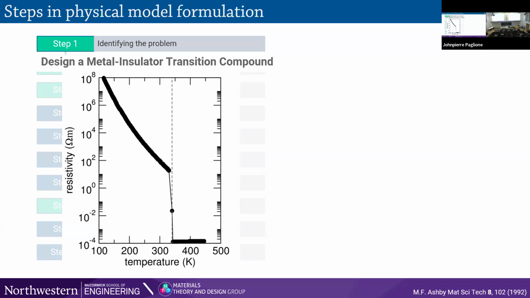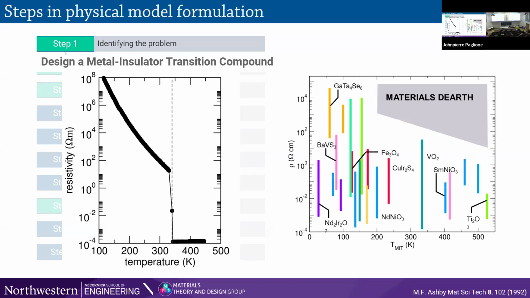This is the experimental resistivity of a well-known metal insulator compound, vanadium dioxide, VO2. What we want to do is basically make another version of vanadium dioxide. This diagram is not from the Ashby paper, this is my diagram. We can look at what existing single-phase thermally driven metal insulator transition compounds are out there, and those are all plotted on this diagram.